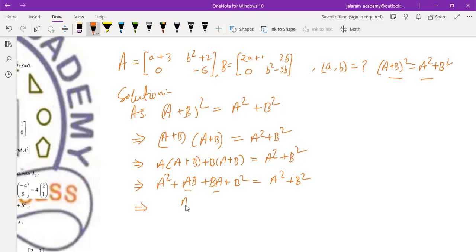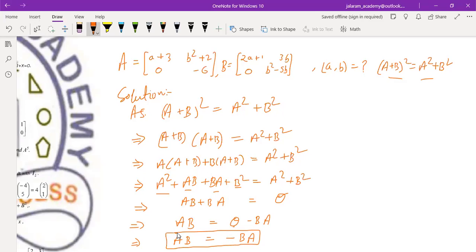Subtracting A square plus B square from both sides, A square plus B square will be cancelled out. And it gives O on this side, and this side also it gives O, that is null matrix. Now if we transfer this BA to the right hand side, we are getting AB equals to minus BA, as we know that whenever we subtract any matrix from O, it gives the negative of the same matrix. This is the additive inverse. So AB equals to minus BA.